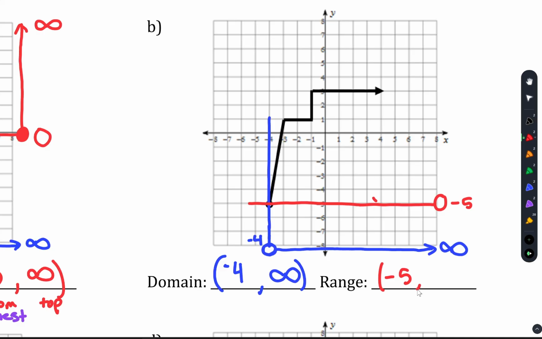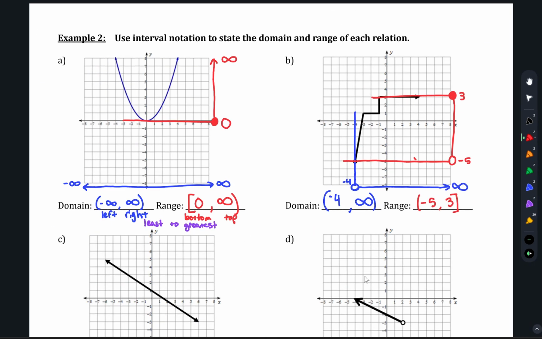And then what about the top? It's the highest this goes. Cody? Yeah, 3. Does it actually touch 3? Yeah, it does. It touches at 3. So we are going from -5 to 3. And at 3, we want a bracket. Good? Making sense? Okay, keep going.